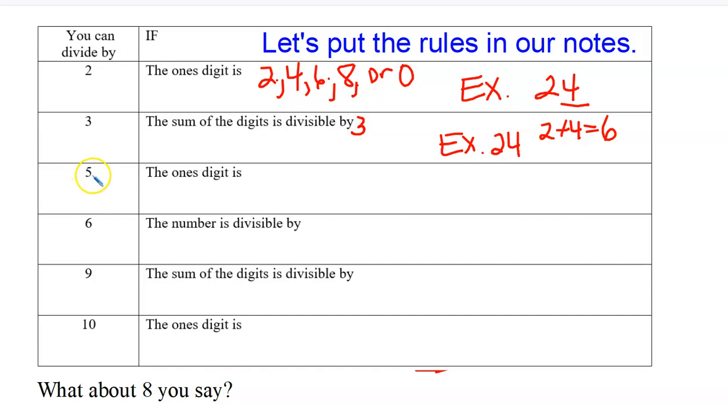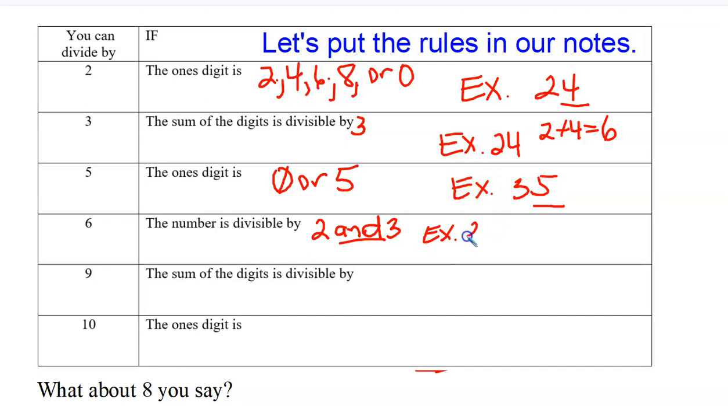The 5s, you notice that there were columns. The ones digit has to be 0 or 5 for a number to be divisible by 5. So for example, 35, and I underline the 5. 35 is divisible by 5 because it ends in 5. For 6, it's really cool. The number is divisible by 6 if it's also divisible by 2 and 3. So here's my example.